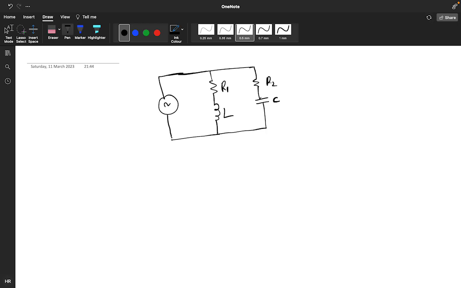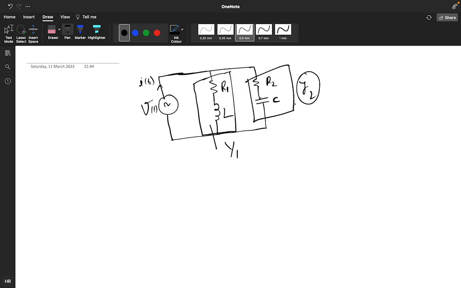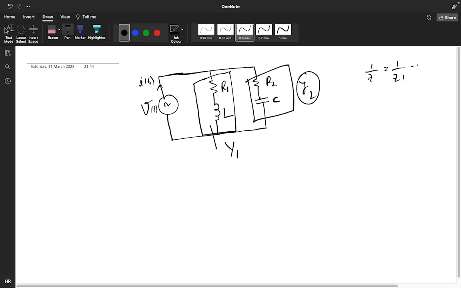This is V of t, and some I of t is flowing in this. So this particular is one branch, admittance Y1 I am considering, and this particular as one branch Y2 I am considering. So this is in parallel. In a parallel, what is happening? 1 by Z is equals to 1 by Z1 plus 1 by Z2.